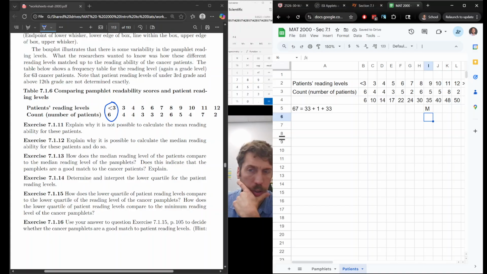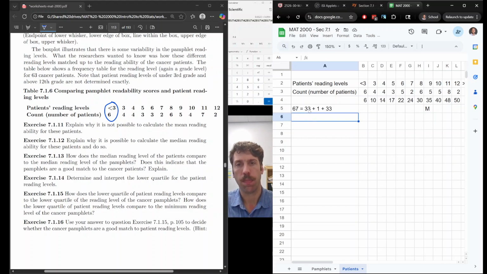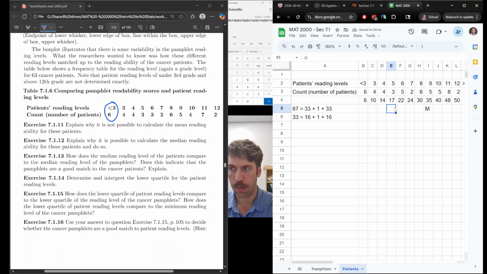Okay, the pamphlets are good. So how does this median match up with the median from your pamphlets, from your answer? So full sentence there. Determine and interpret the lower quartile. So the lower quartile. So for 33, 33 equals 32. So 16 plus 1 plus 16. So it means the 17th person is kind of the quartile one. So then Q1 is right here.